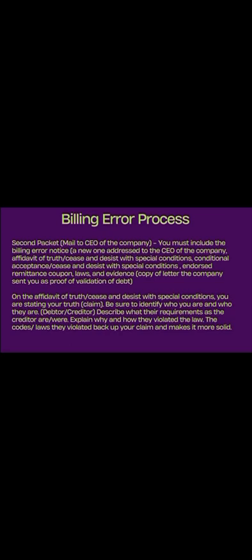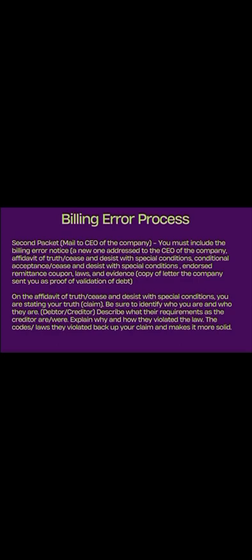So once you receive that validation of debt letter back that the company sends you, you're going to put that into this second packet that's being sent to the CEO of the company. A copy of it, not the original. You want to have copies of everything. You want to notarize everything that needs to be notarized. You want to make sure that you have everything that you need proof-wise so that when you go to arbitration, it goes in your favor.